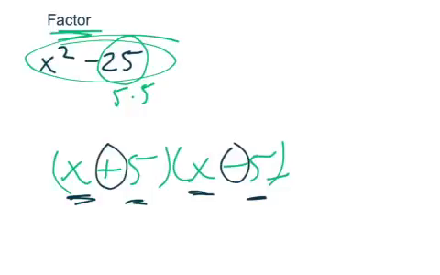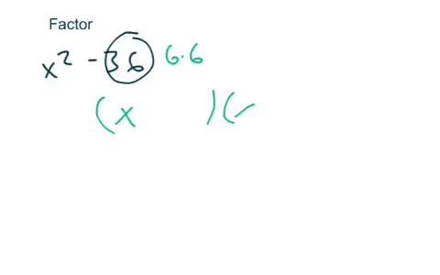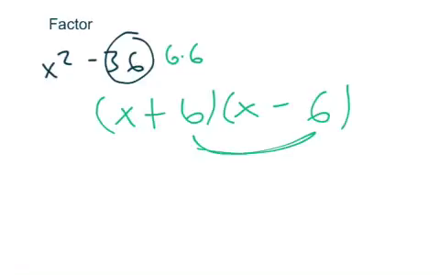Okay, pause the video if you need to. Okay, what about this one right here? Notice 36 is, of course, 6 times 6. So how would we factor this one? How about x times x? How about 6 times 6? Notice how everything's the same. We're just going to make one a plus and one a minus, because the 6 and the minus 6 here is going to make a 0 in the middle. Pause the video again if you need to.